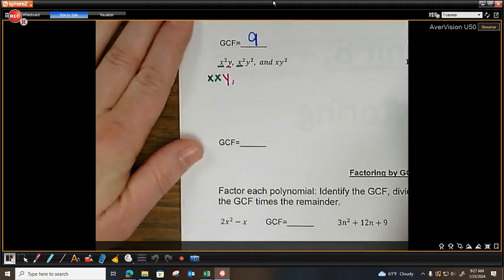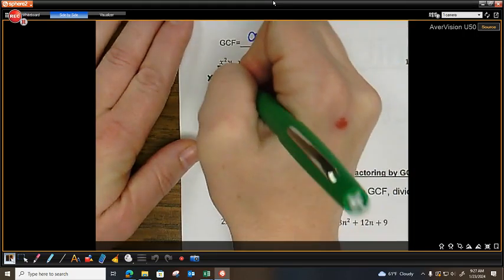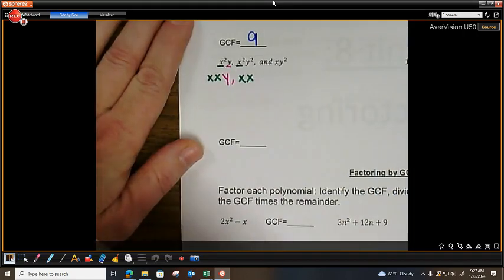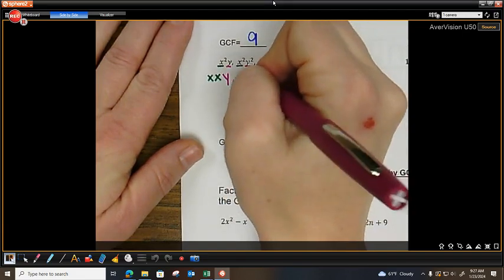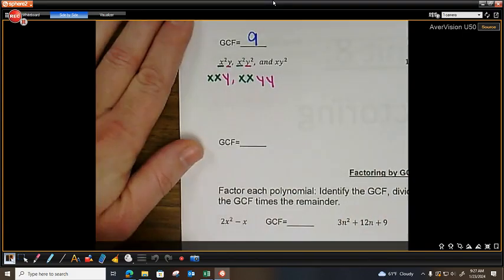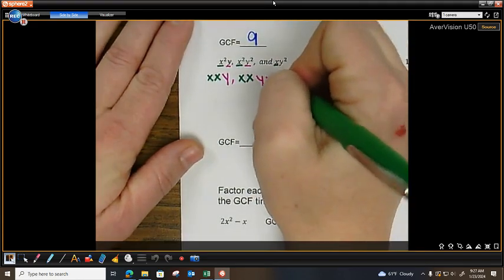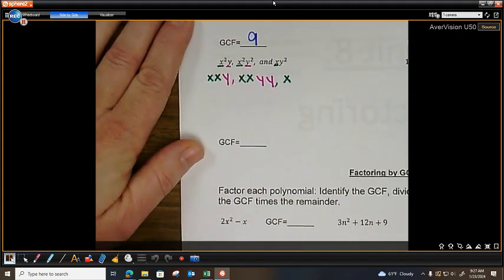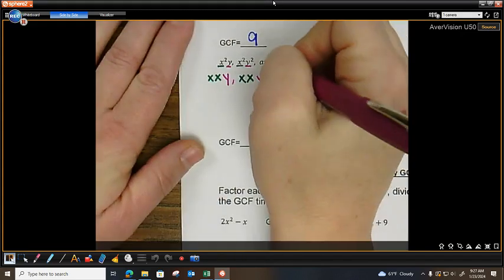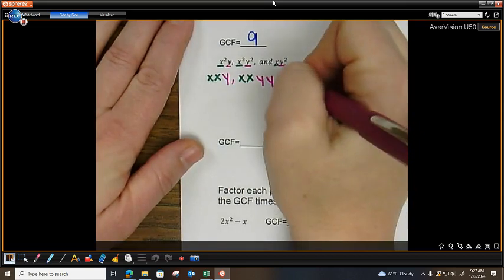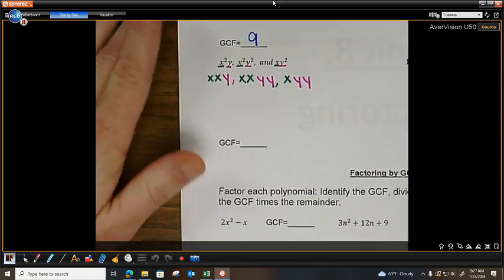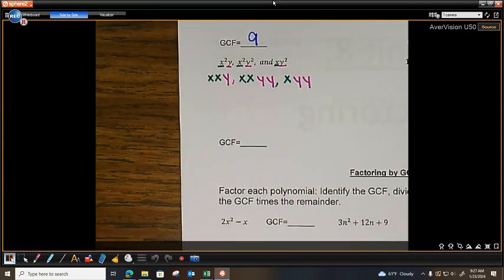Then what does x squared mean? X. What's y squared mean? Y. What does x mean? Just an x. We all awake, guys? What does y squared mean? Y. Okay? So, I only want to circle what's in common.